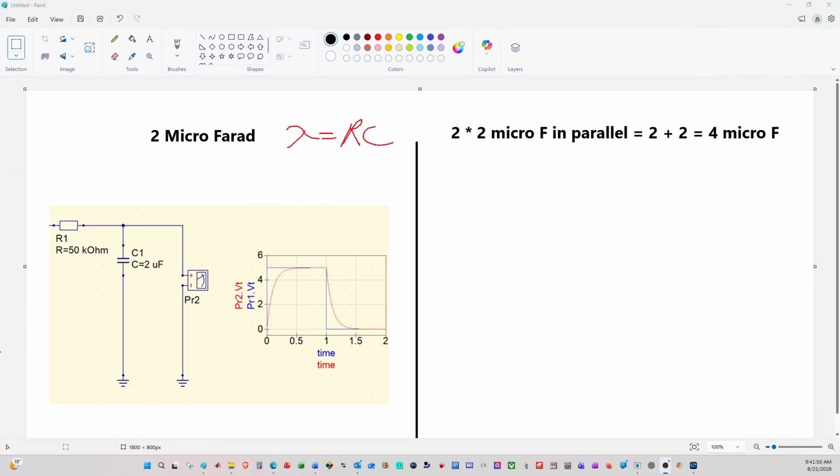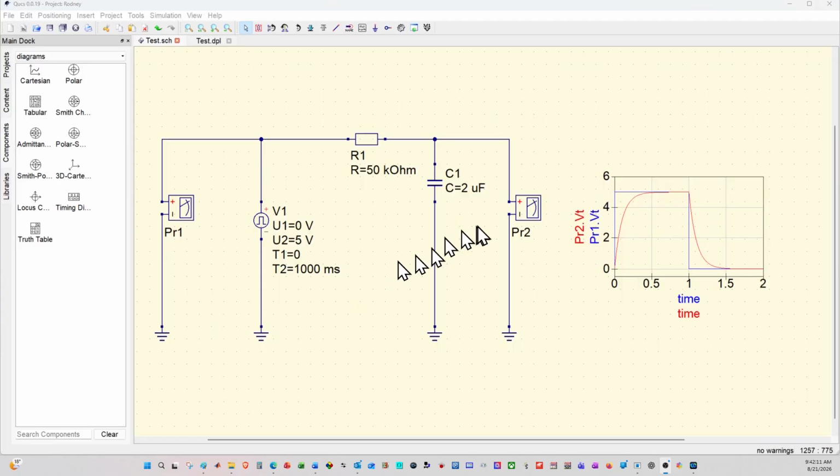Remember, the time constant for an RC circuit is calculated as R times C. And I've captured the image. I'm now going to go back to the simulator, and I'm going to simulate 2 capacitors that are in parallel with each other. In other words, we're going to add the 2 plus the 2. So in this case, the 2 plus the 2 is going to give me a value of 4.